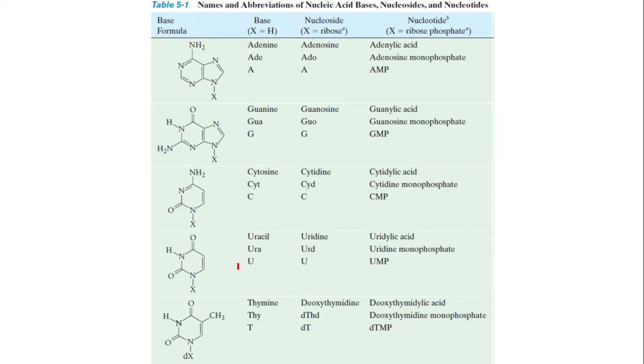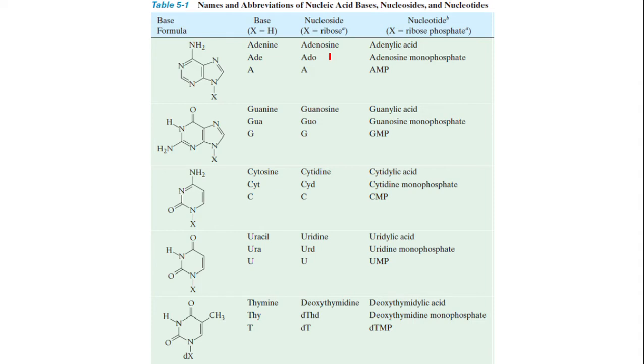Welcome back. We are continuing. In this diagram, you can see the different nitrogenous bases. Their names are given here: adenine, guanine, cytosine, uracil, and thymine. When they are combining with the respective sugar, what do we call it?